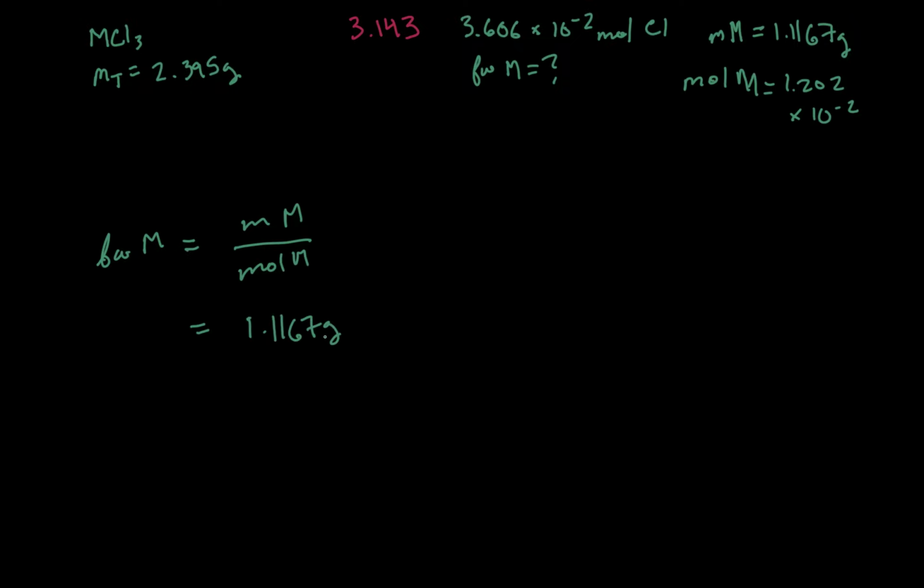1.1167 grams divided by the number of moles, which is 1.202 times 10 to the negative 2 moles. All right. Sorry about that. And that gives us 92.90 grams per mole. And there's our formula weight of M.